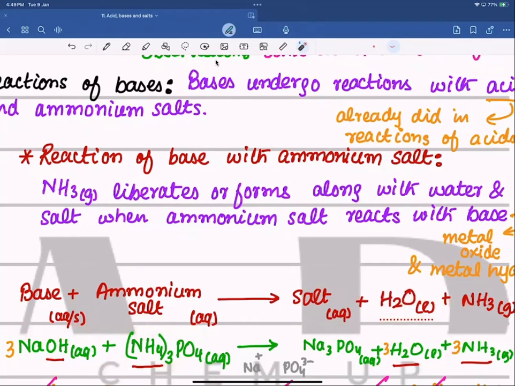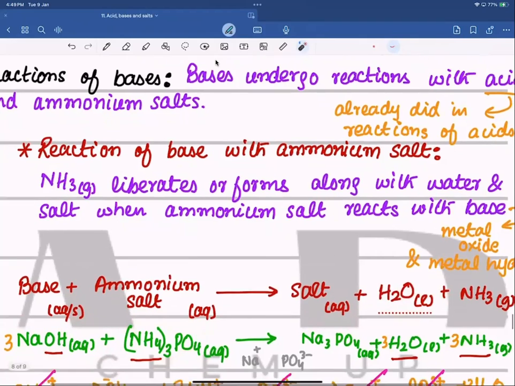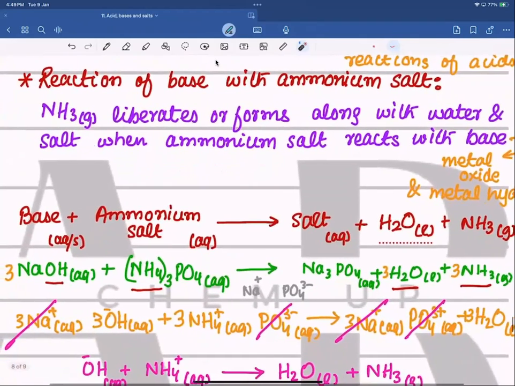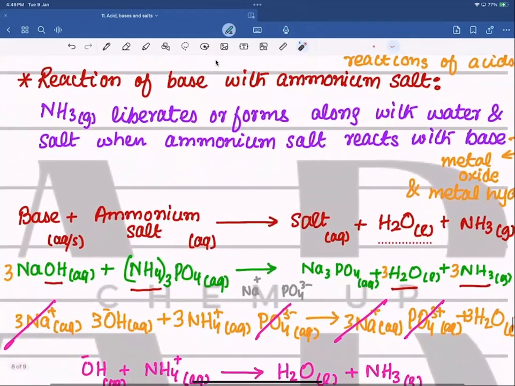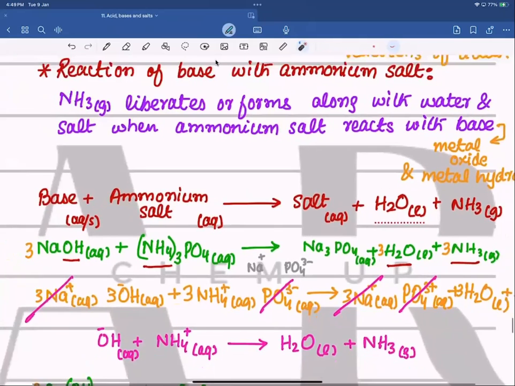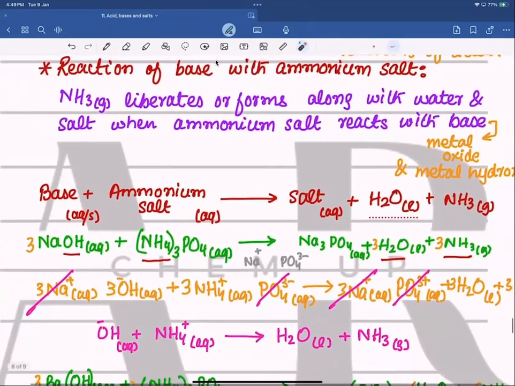To make the ionic equation, we will do the same thing. We will split the aqueous substances into ions, then remove the ions which are the same on both sides, and rewrite the equation. So we will get the ionic equation over here.